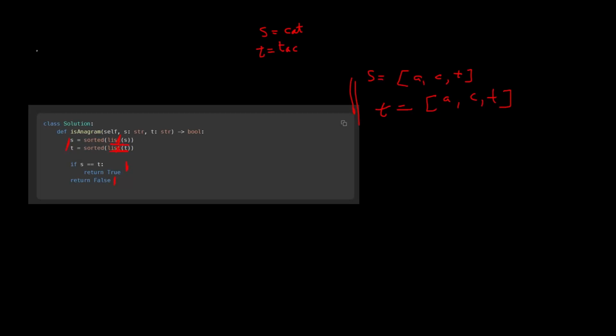Since Python's sorting algorithm takes order of n log n time, that will be its time complexity. And since we are not using any extra space here, the space complexity will be order of 1, that is constant. And this will work just fine. You can just do this and it will pass all the test cases.